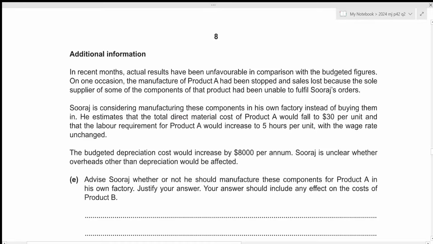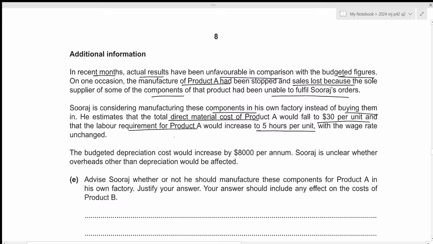We have been given additional information. In recent months, actual results have been unfavorable in comparison with the budgeted figures. On one occasion, the manufacture of product A had been stopped and sales lost because the sole supplier of some of the components of that product had been unable to fulfill Suraj's order. Suraj is considering manufacturing these components in his own factory instead of buying them in. He estimates that the total direct material cost of product A would fall to 30 per unit and the labor requirement for product A would increase to 5 hours per unit with the wage rate unchanged.